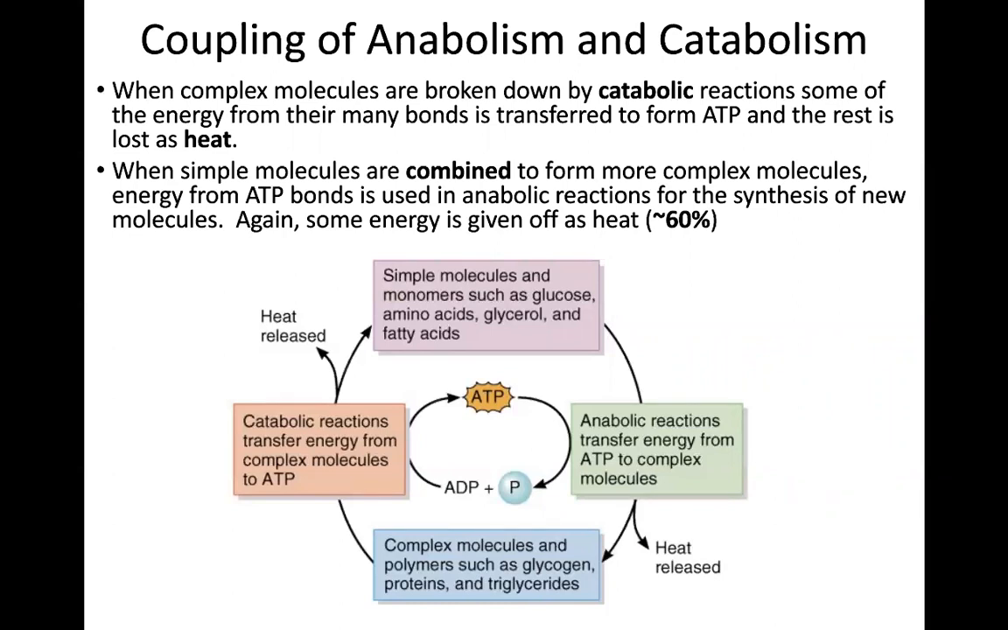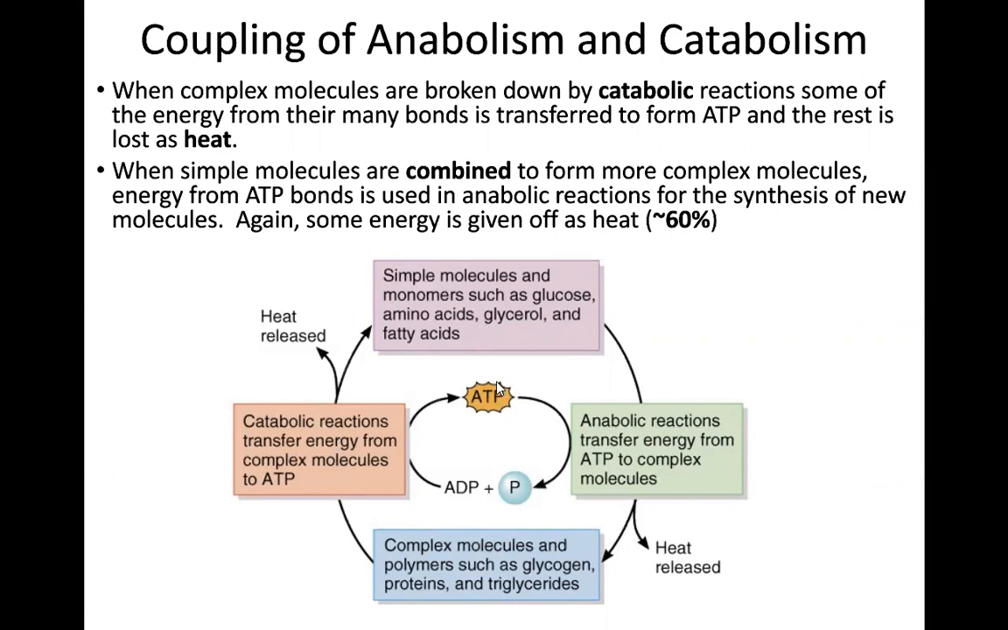As I said, those two reactions go together. Two forms of metabolism go together. We call that coupling. So when complex molecules are broken down by catabolic reactions, like what we show right here, going from larger complex to simpler, we form ATP.